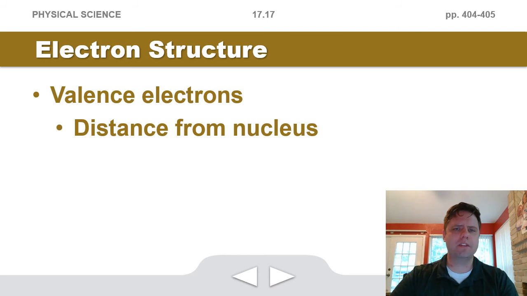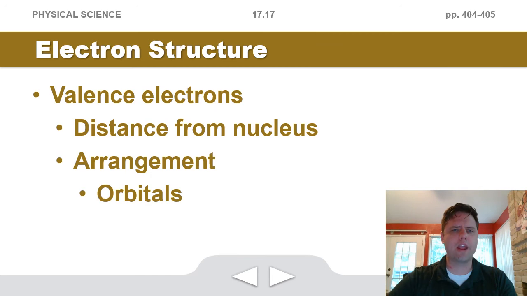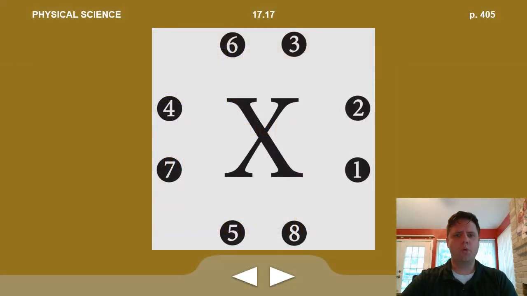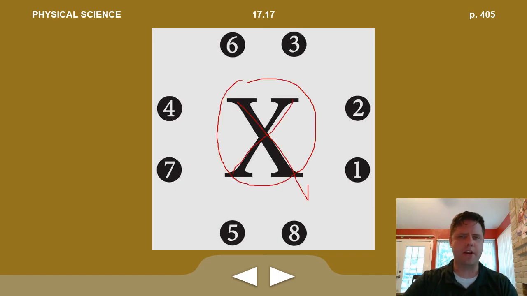So we've already talked about the distance from the nucleus that happens as we look at the periodic table. Let's now talk about the arrangement of the electrons, both in orbitals and electron dot notation. The way you're going to learn to indicate where these valence electrons are positioned around each atom is where the X is located here on this chart. This X stands for any symbol on the periodic table. So this could be oxygen, nitrogen, fluorine, sodium, any element sitting there in for X.